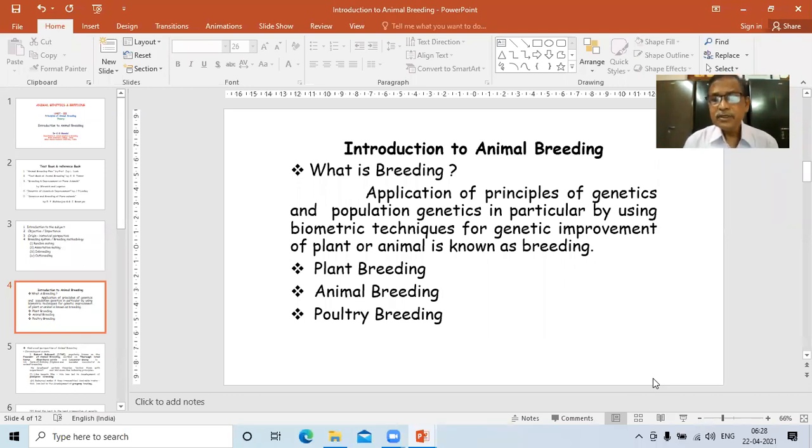So again, on the basis of this main definition, now we can say, if I ask what is animal breeding, then your answer will be: it is the application of principles of genetics and population genetics, in particular by using biometric techniques, for genetic improvement of farm animals, and this is known as animal breeding. And genetic improvement of poultry is known as poultry breeding. Like this, you have to tell in this way.